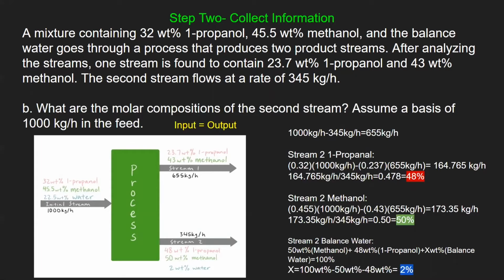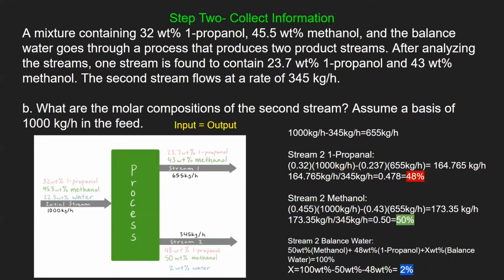To solve for the amount of 1-propanol in stream two, we multiply the weight percentage of 1-propanol of the initial stream by the initial flow rate, and then we subtract the product of the stream one flow rate and the weight percentage of 1-propanol in stream one. So it would be 0.32 times 1,000 kilograms per hour minus 0.237 times 655 kilograms per hour. And we got 164.765 kilograms per hour. Then we divide that by the flow rate of stream two, 345 kilograms per hour, to get the percentage of 1-propanol, which is 48%.